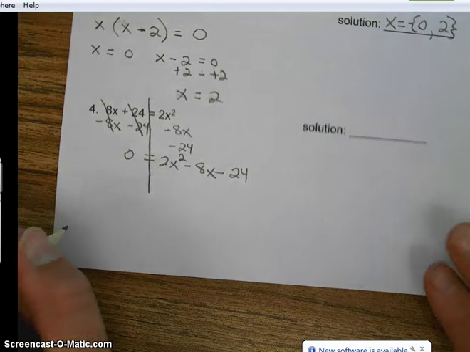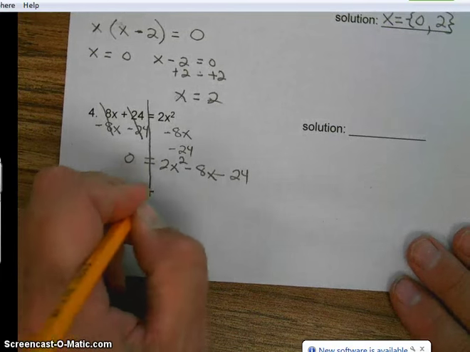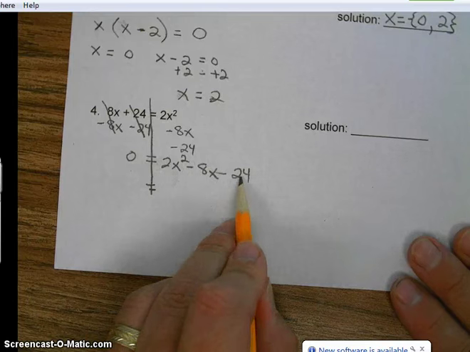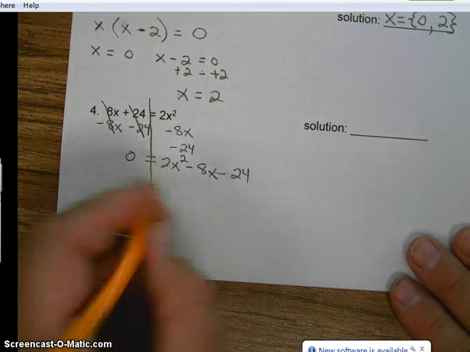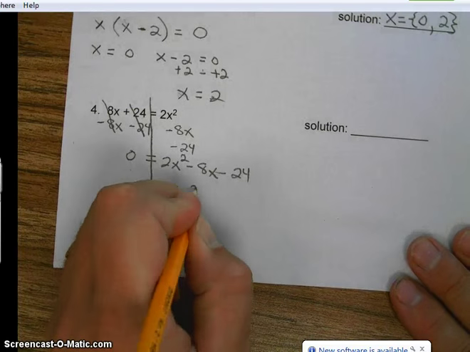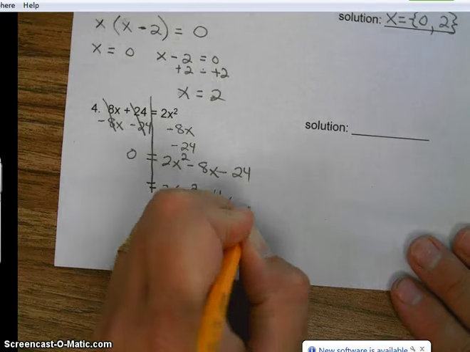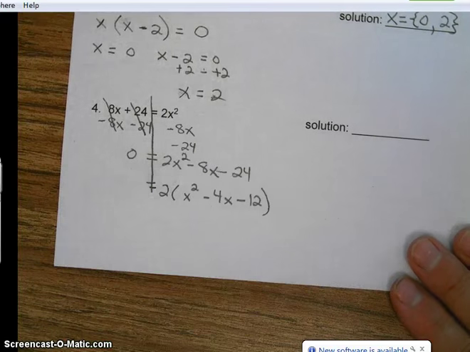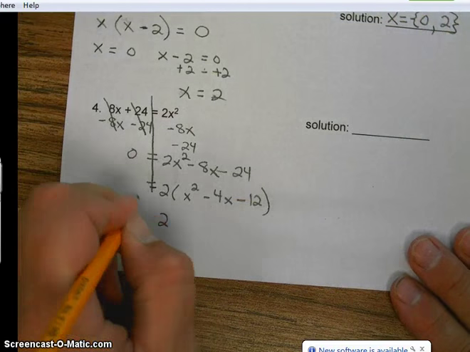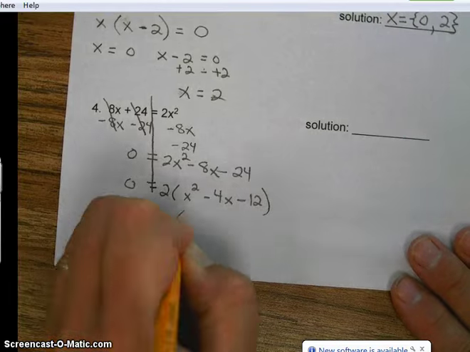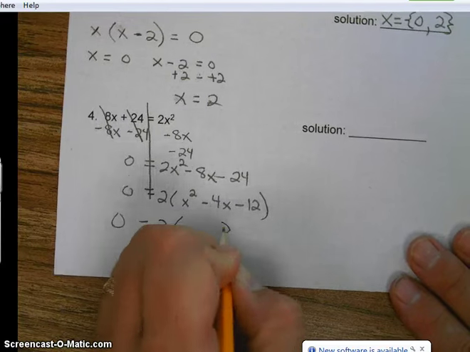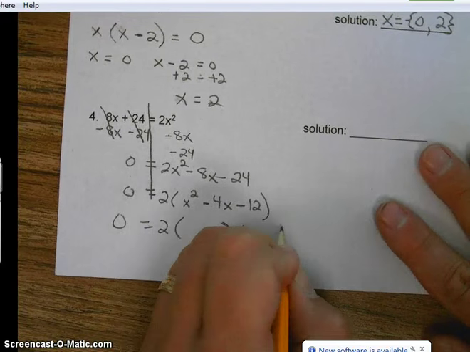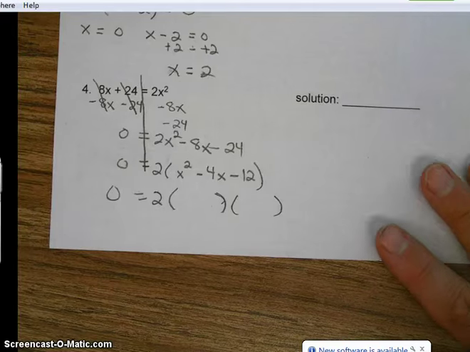Now we need to factor. So let's go ahead and factor this together. Notice that all three terms of this trinomial are divisible by 2. So I'm going to factor out a 2 first. Okay? Next thing I'm going to do is try to factor this. I think I can do it. Usually you can.